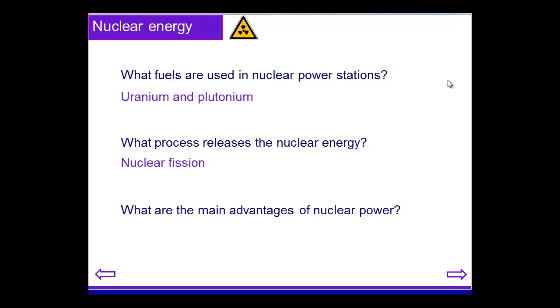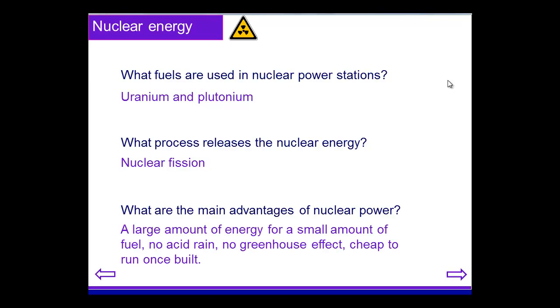And the main advantages of nuclear power are, in some ways, the reasons, identifying the things which fossil fuels do badly. It's the fact that you get a large amount of energy for a small amount of fuel, but crucially there's no acid rain, no greenhouse effect. The cost of building a nuclear power station is quite a lot, but once up and running they're quite cheap to run.